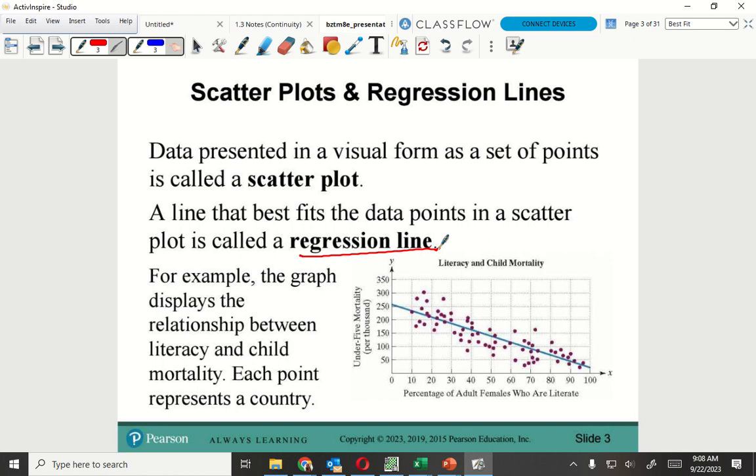So, smarter kids are? Dumber. Smaller. Or higher up on the graph, the less they're going to die. Childhood mortality, less chance.